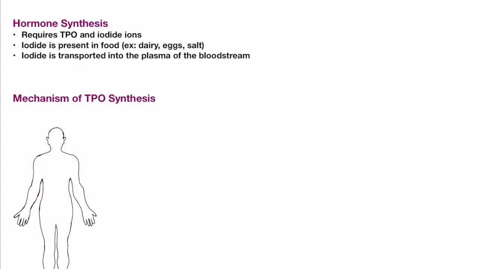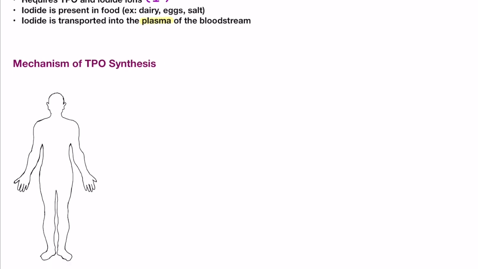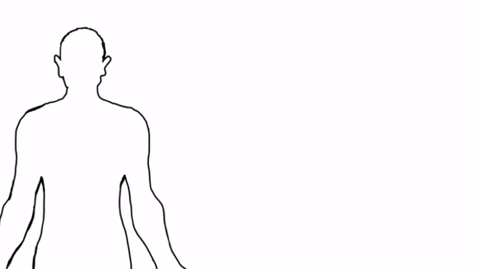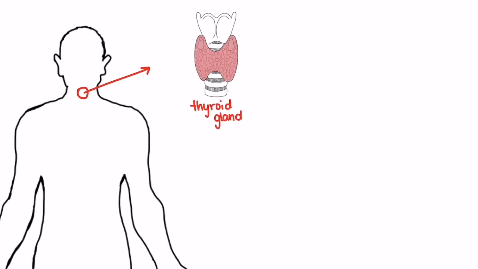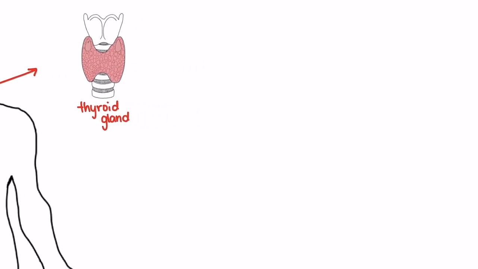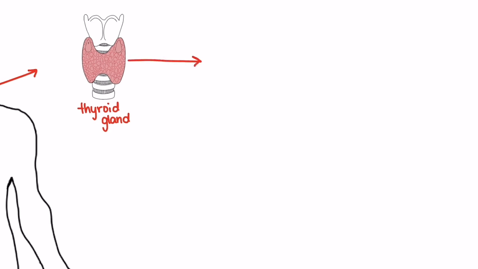The process of hormone synthesis, with the help of thyroid peroxidase, requires iodide ions. Iodide is present in many foods, such as dairy, eggs, and salt. After ingesting foods containing iodide, it gets transported into the plasma of the bloodstream. The first step of this process is for iodide ions to enter the thyroid gland. The iodide ions flow in the plasma, which is a large portion of the blood.